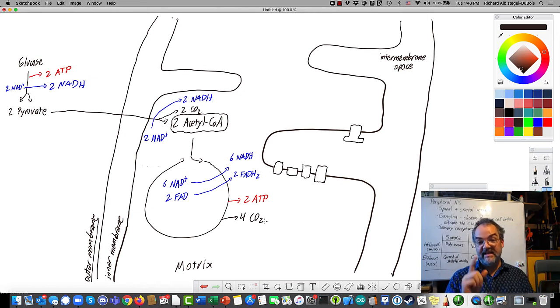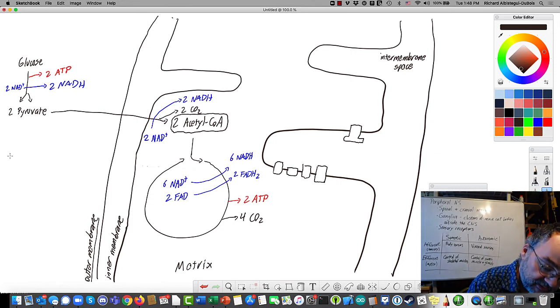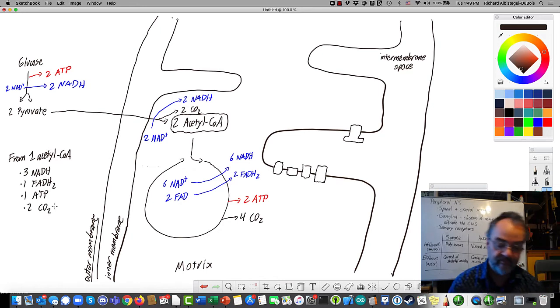So each acetyl-CoA goes through its own Krebs cycle. So let's make a note of this. From 1 acetyl-CoA, we get 3 NADH, 1 FADH2, 1 ATP, and 2 CO2. So when 2 acetyl-CoA go in, like they do here, you get double that, 6 NADH and so on.